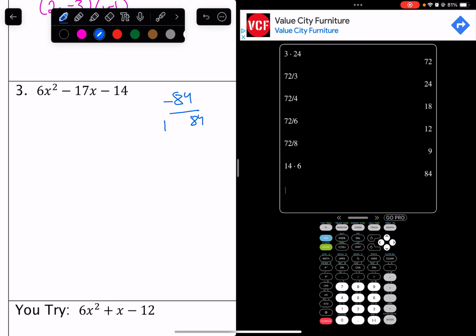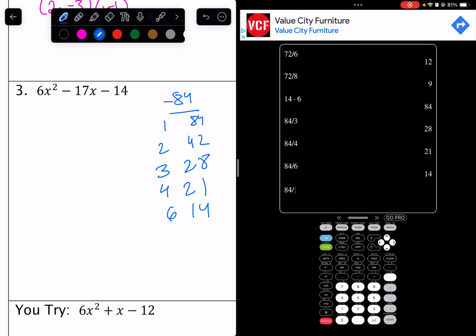We'd have 1 and 84, 2 and 42. I think 3 is going to work here. Let's see, 84 divided by 3, that's going to be 28. 84 and 4 should also work, I believe, which is going to give me 21. 84 and 5 won't work. 84 and 6 gives me 14, so 6 times 14. 84 and 7 I don't think will work. Oh, it does. Oh, wow, I should have known that one. That's embarrassing. 7 times 12.